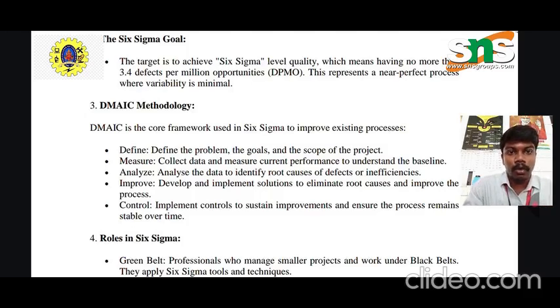Next one is control. Once you implement your process improvement, next you are going to monitor your process, which comes under the control phase. Implement controls to sustain the improvements and ensure the process remains stable over time.